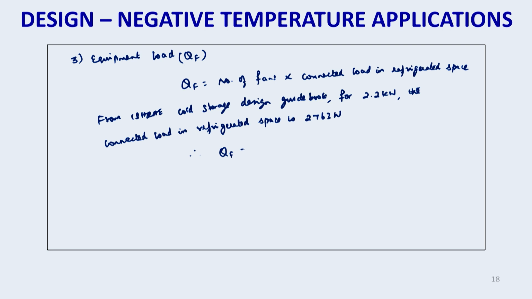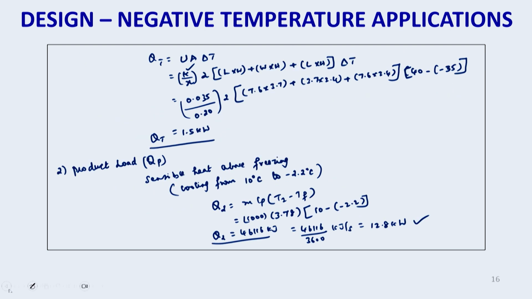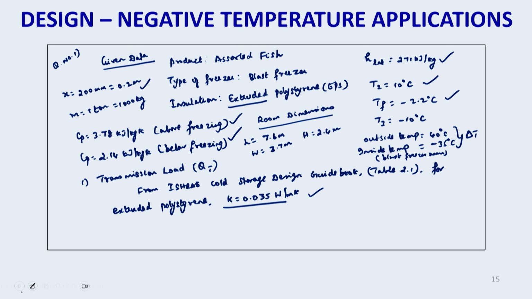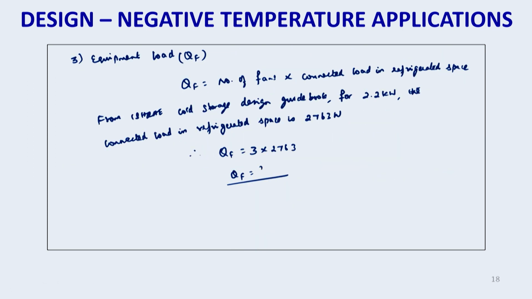Therefore, substitute this value here. QF is equal to number of fans, 3, into 2763. This comes to around 8.3 kilowatt.